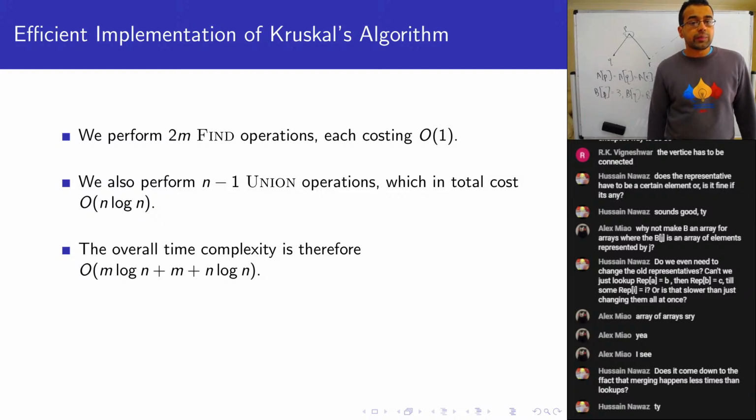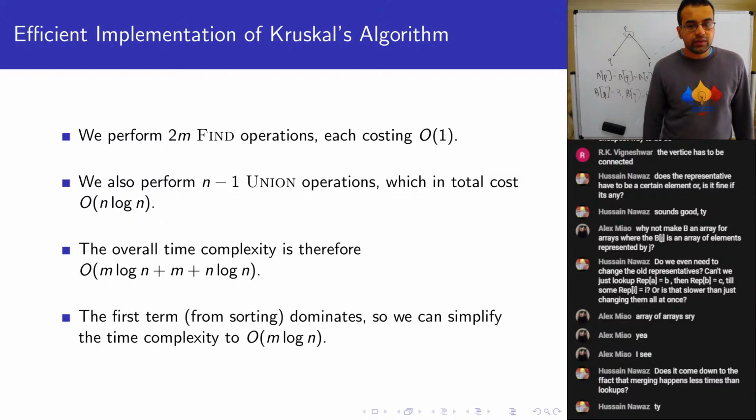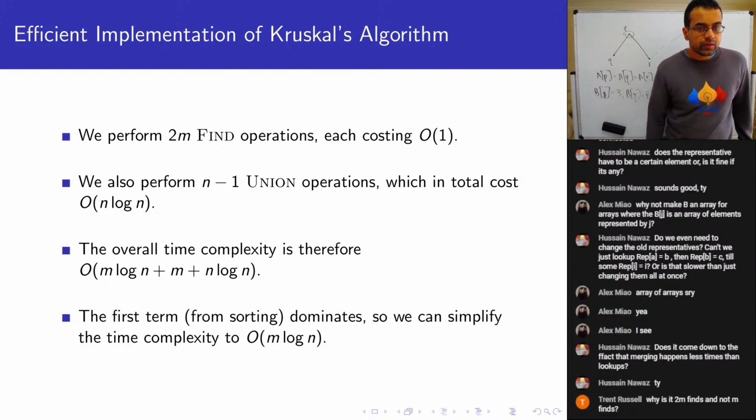And so the overall time complexity is m log n to sort, m for all the find operations, and n log n for all the union operations. Of course, the dominant term in this is the first one, m log n, because again, the number of edges is at least n-1. So we can simplify this time complexity down to m log n. Why is it 2m finds? Because for every edge you need to find u and find v. You need to do it for both endpoints to confirm whether they're in the same set or not.